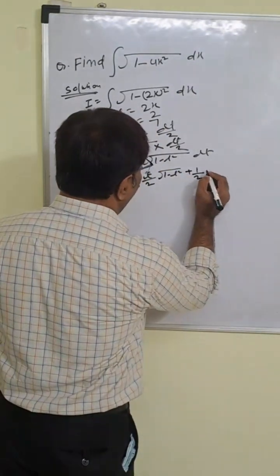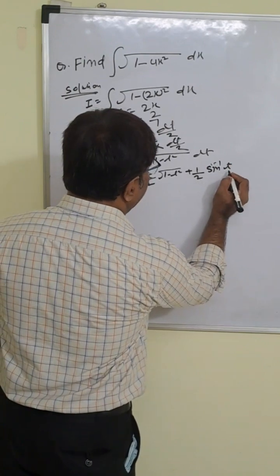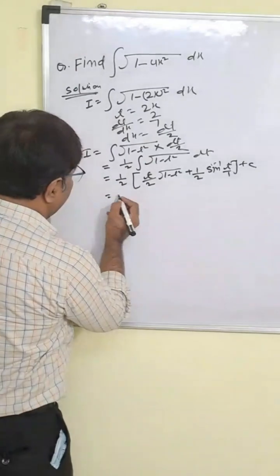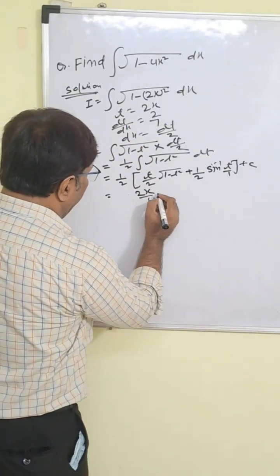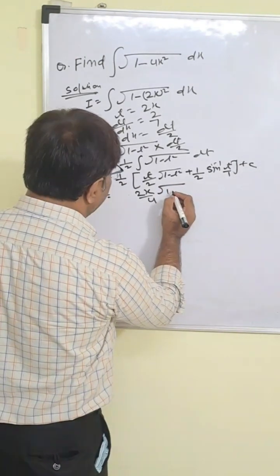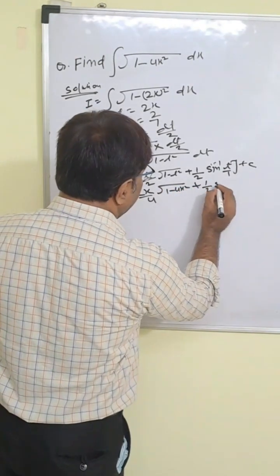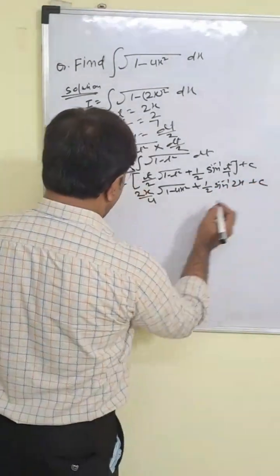So 1 by 2, a square by 2 sine inverse x. So x is what? t, and a is what? 1. And this is plus c. So we can write t is what? 2x. So we can write 2x by 4 root under 1 minus t square, so 1 minus 4x square, plus half, and this is what? Sine inverse t, t is what? 2x, and plus c, right?